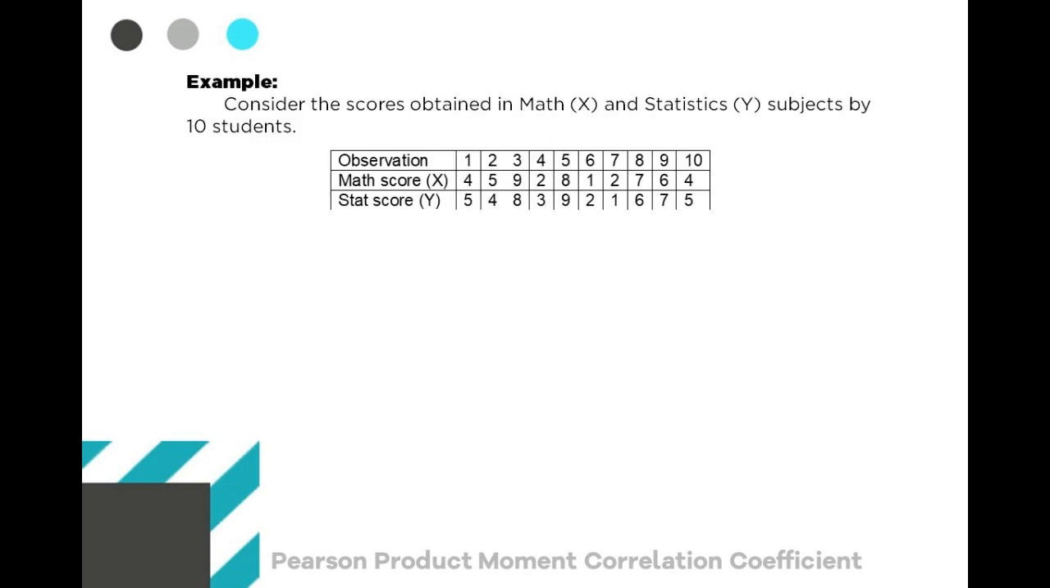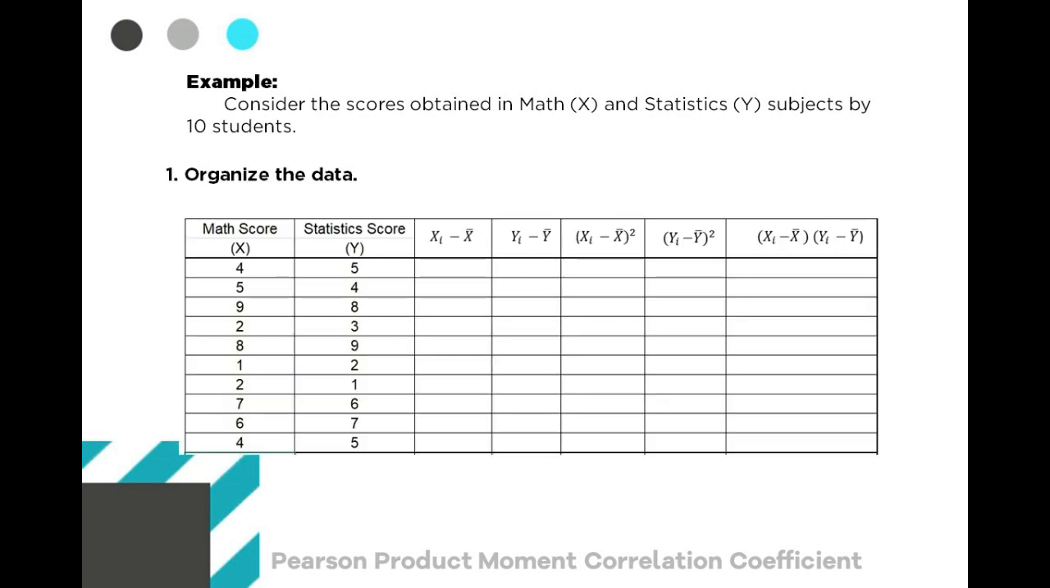So let's have an example. For example, to compute Pearson's r, we consider the score obtained in mathematics as our X and in statistics as our Y, by 10 students. So here is the data. The first thing that we have to do is to organize the data by using this table as presented on our screen, para mas madali tayo, so may guide tayo in computing our relationship or Pearson's r.